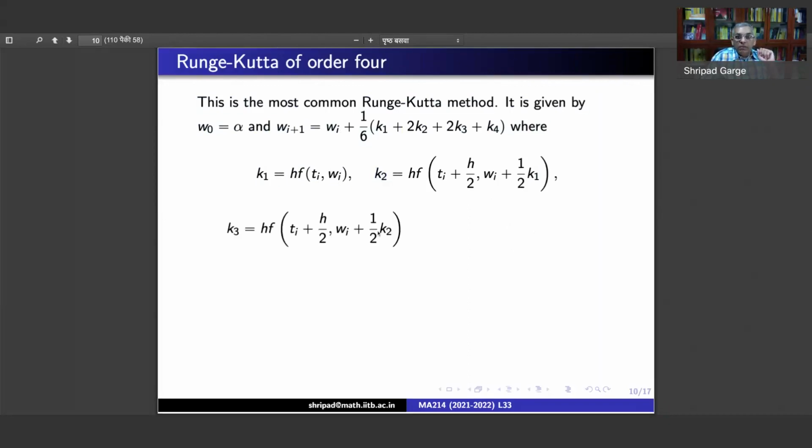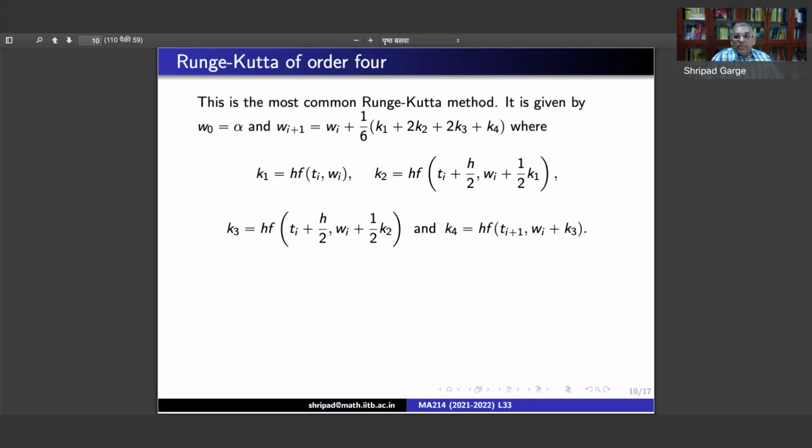K3 will involve K2 here. K2 is already something which corresponds to f prime. Since this is within the function evaluation for f, K3 corresponds to f double prime, because there are three nested evaluations which are happening. And then K4 will correspond to f triple prime, which will have coefficient h cube by 24. So we hope that if you are able to compute these coefficients nicely, then the error will be of the order of h power 4.